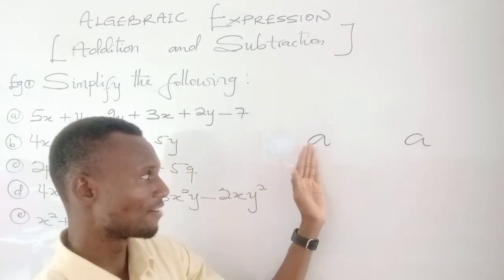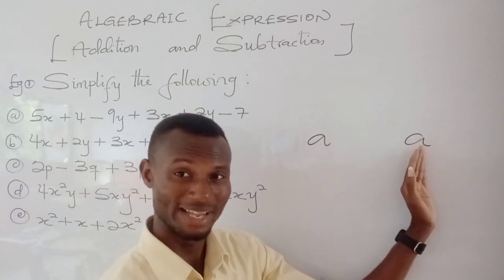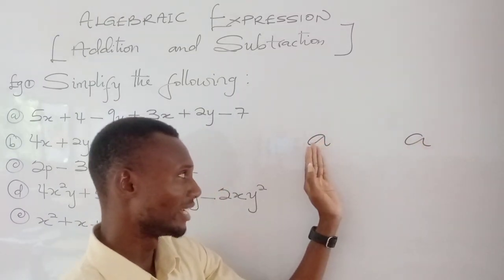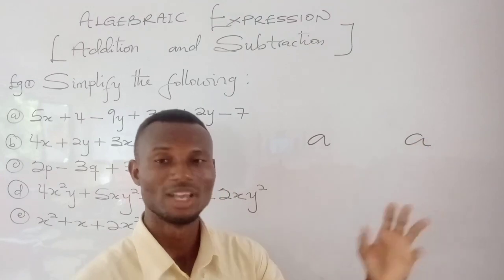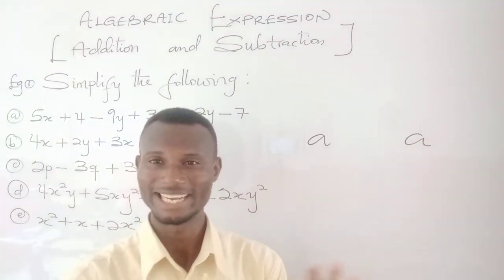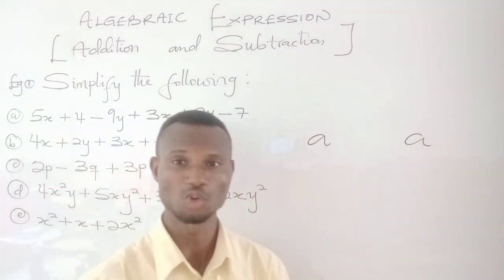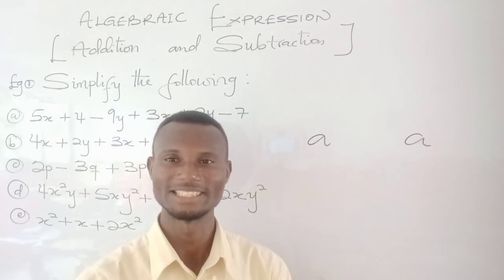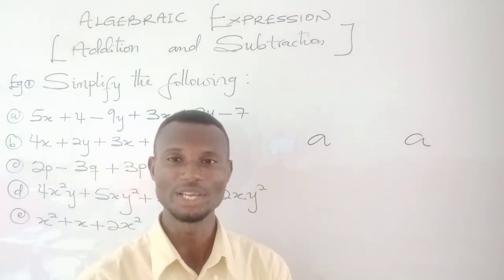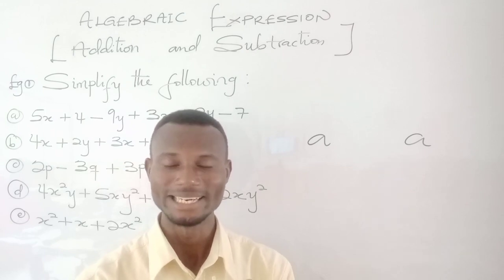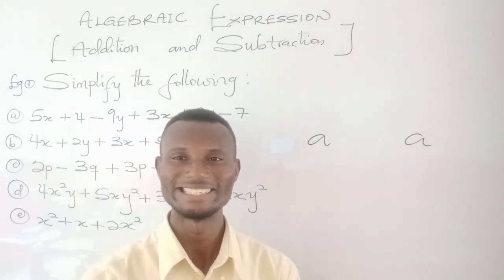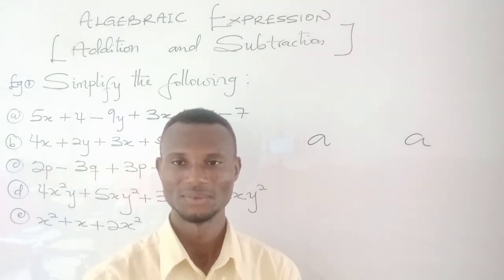So you can say that I have A here, I have the same A here. The same variable is here, the same variable is here. So the A here and the A here are of the same kind. Okay, and also when I say that the variable needs to be of the same nature, it means they need to have the same power.